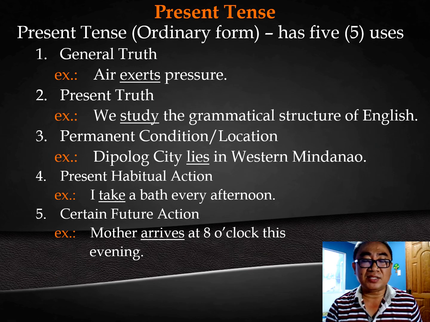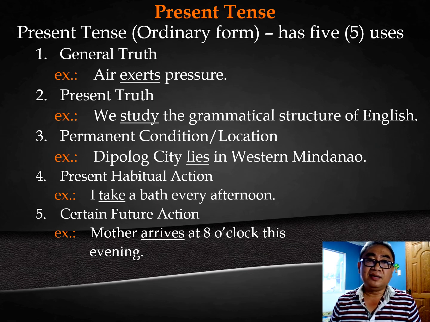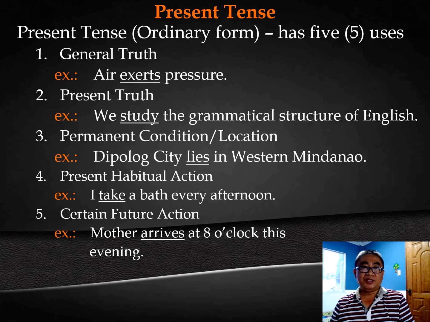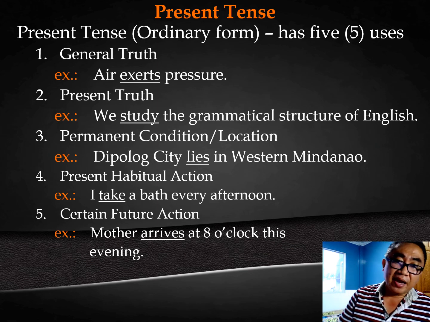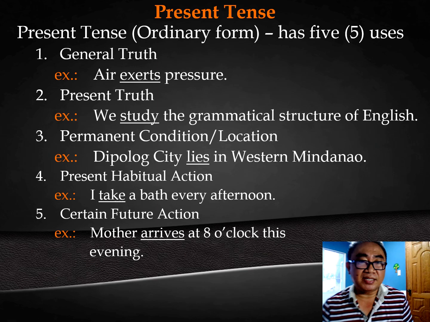For the present tense ordinary form, there are five. Okay, if we equate this with formulas, we will have the PTO is equal to GT, PT, PCL, PHA, and the CFA. For one, we have general truth. When it is generally accepted or scientifically proven, for example, air exerts pressure. So our verb there is exerts.